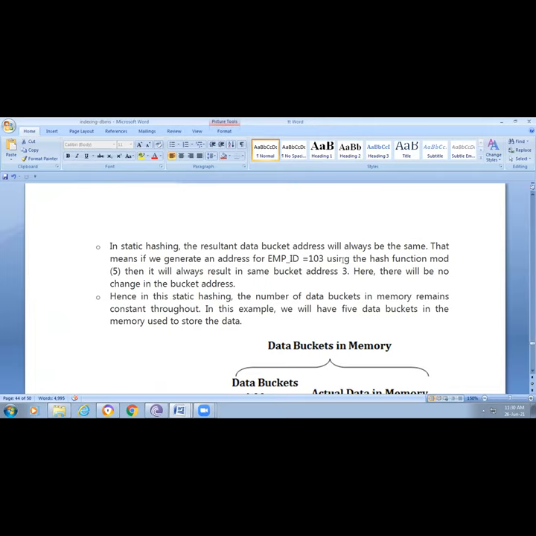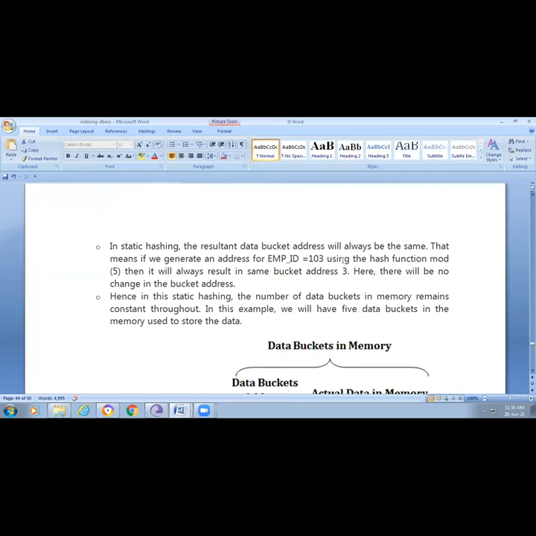But in the case of dynamic hashing, it will change rapidly, in some types of situations, according to the data. So the bucket size is increased or maybe decreased. So that is the main advantage of dynamic hashing. In the case of static hashing, memory is lost. Okay, so please observe once.